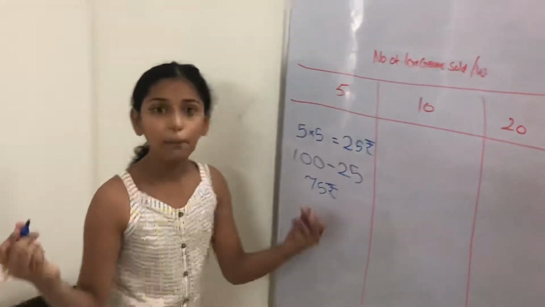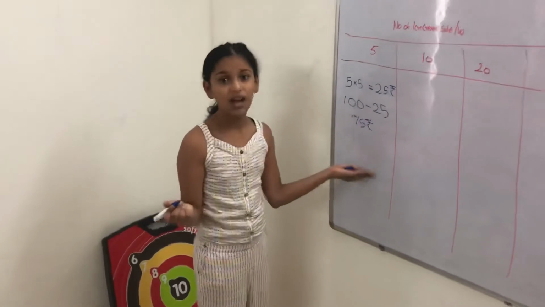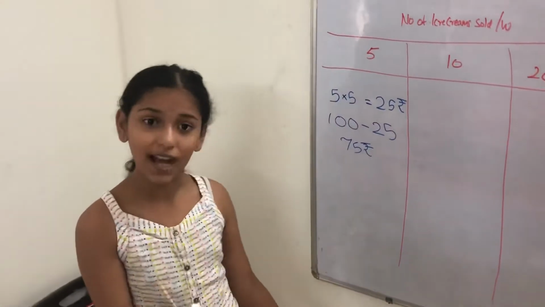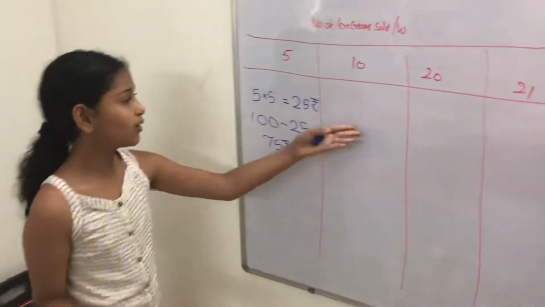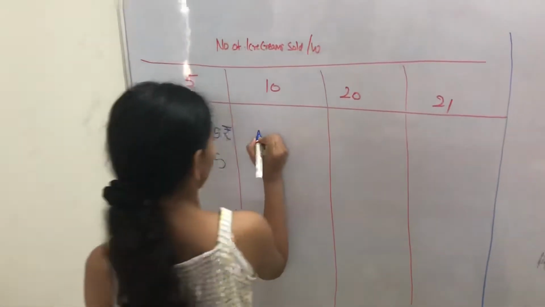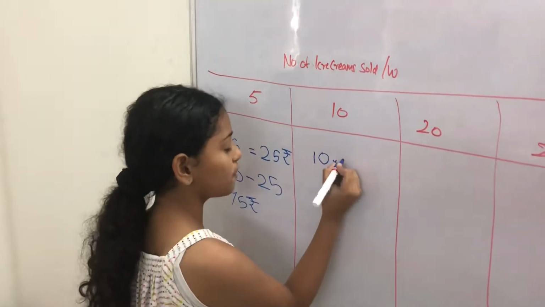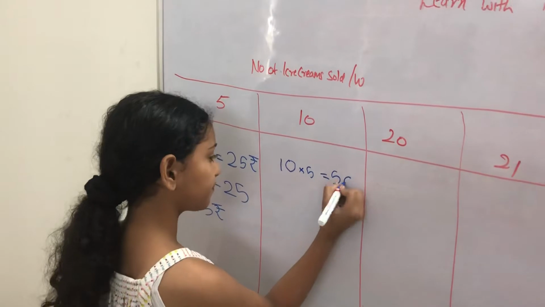So poor Steve loses 75 rupees in that week. That's why he'll be so sad. I guess he has to sell some more ice creams so that he can lose less. So he sold 10, so that seems like a bigger number. So let's calculate this. 10 ice creams into 5 rupees gained on each ice cream gives you 50.